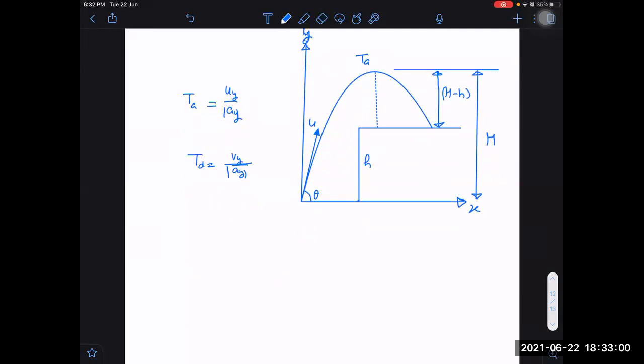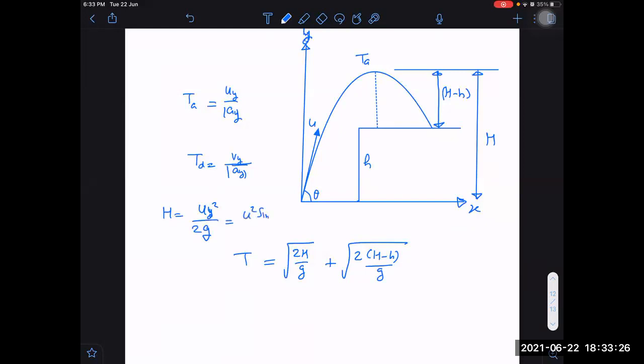For the upward journey, it is root of 2H by g, plus root of 2 into (H minus h) by g. That is the total time of flight. Right or not? But the point is, how do we know what h is? We don't know h, but there is a very simple way to get it. H is u squared sin squared theta by 2g, with gy being nothing but g in this case.